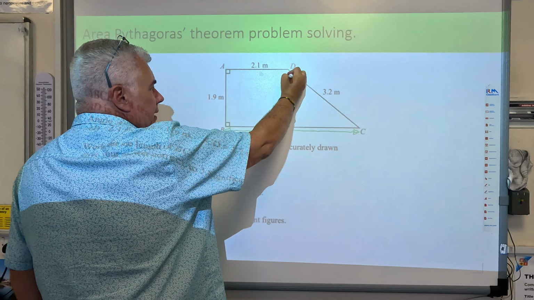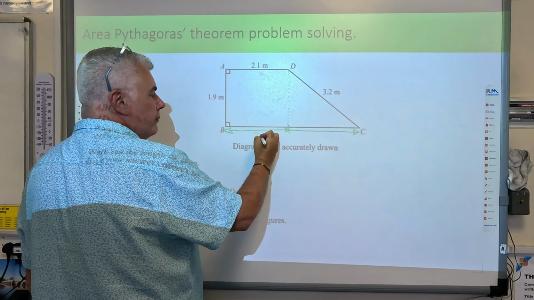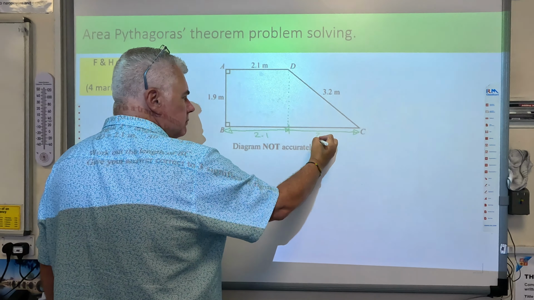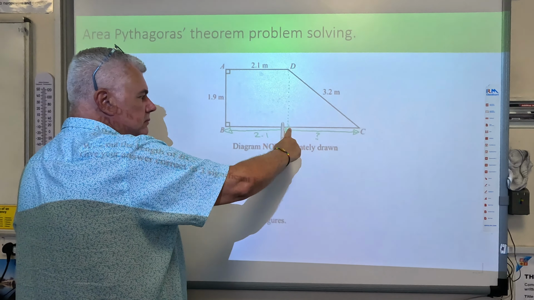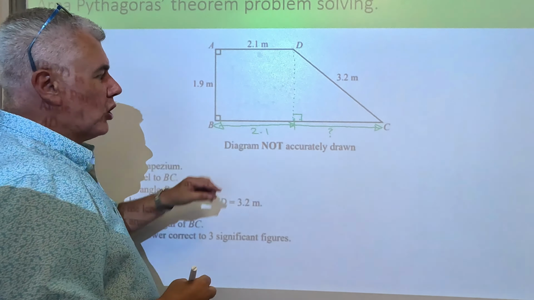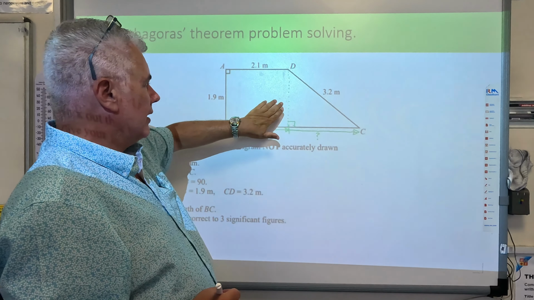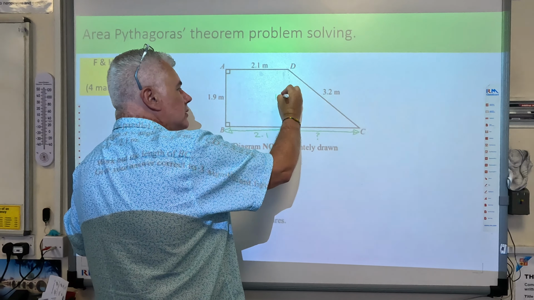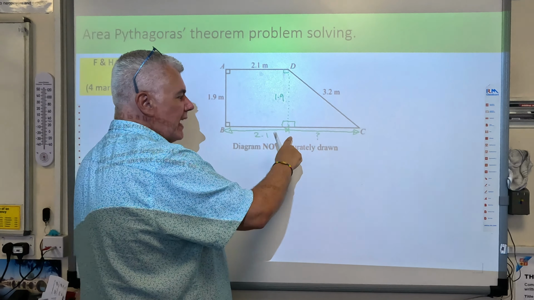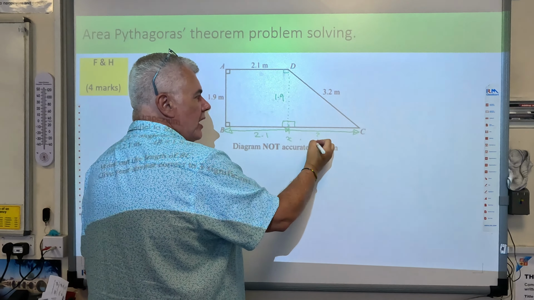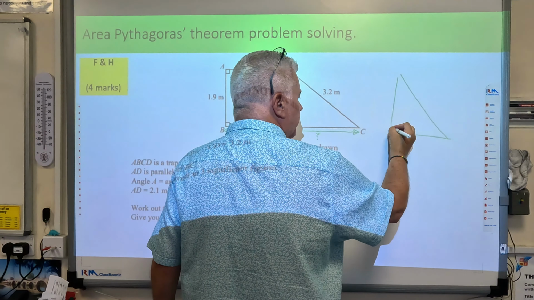Well, if I drop a line down there, B to D has to be 2.1. But I don't know this bit. But if I've dropped a line down there, vertically, that has to be a right angle. I've got a right angle triangle. I know the hypotenuse, I know the longest length. I know this has to be 1.9 because it's got to be the same as this. So I can find this length now. I'll call that X. I'm going to do what we call exploding the diagram. I'm going to take out the bit I want.